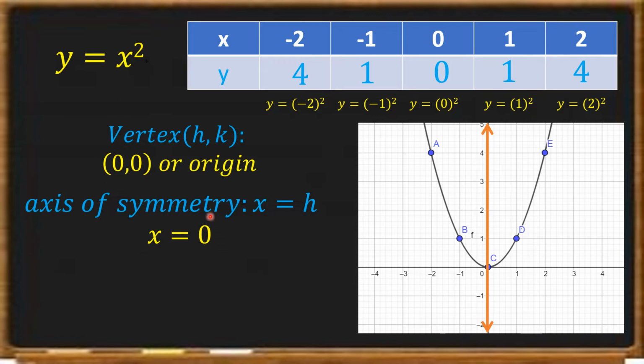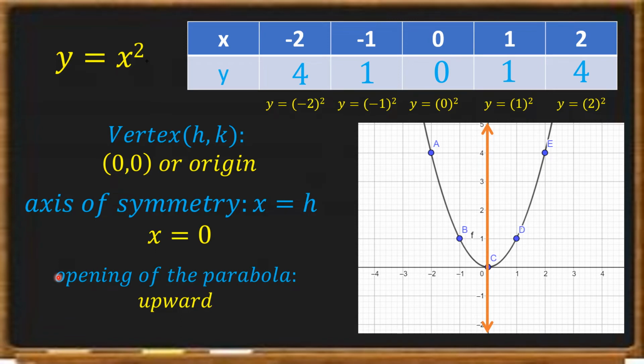Since it is a vertical line, it is x equals a number which is equivalent to h. Kung ano yung h mo dito, yun yung axis of symmetry mo dito. So, dapat equation siya, x equals. Okay, so since 0 yung h nyo dito, 0 ang nilagay natin dyan. Doon ka magre-refer sa vertex ha. Yan, sa value ng h. Yan yung axis of symmetry.